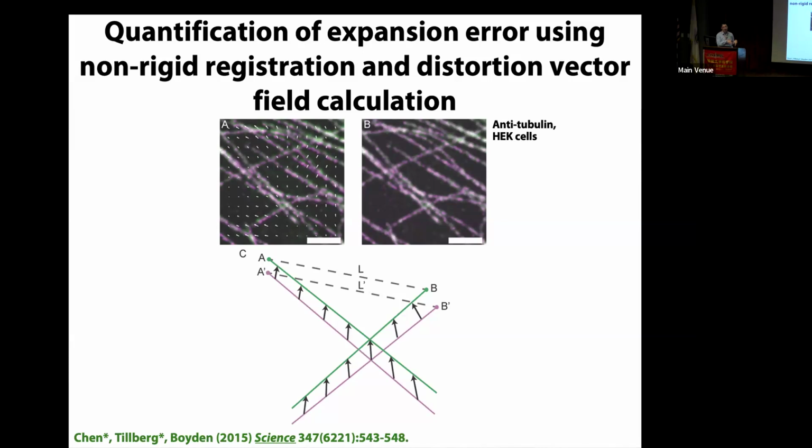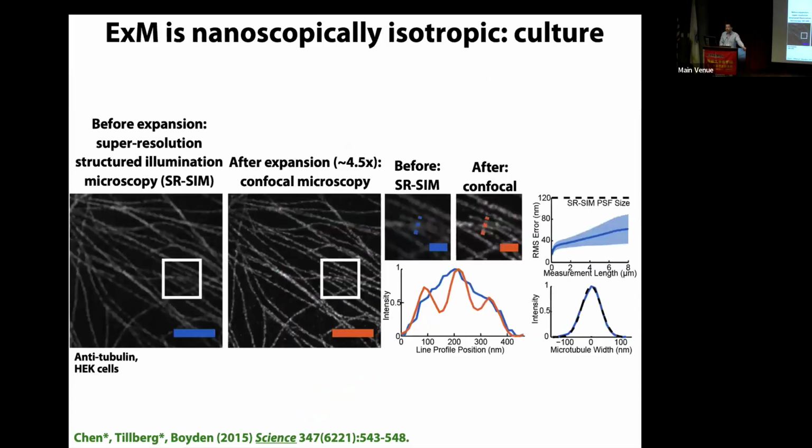And the arrows show the amount of error that's being introduced by expansion. It's not 0, but it's really, really small. It's like a couple percent over a microscope's field of view. And so compared to microscope and fixation and other errors, it's very, very, very negligible for most scientific questions. That's distortion. What about resolution?